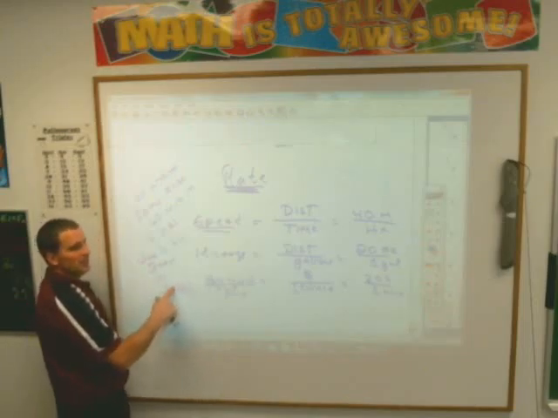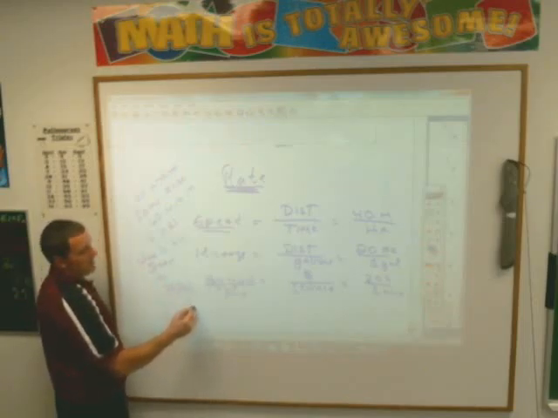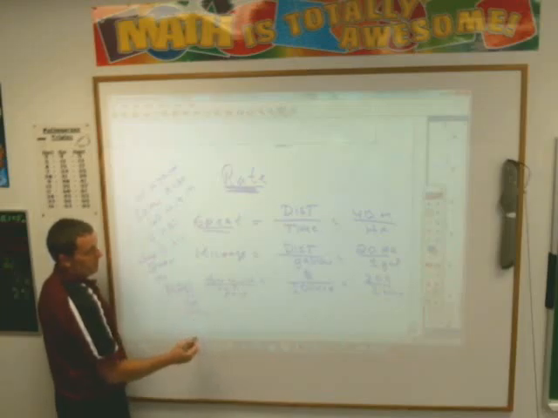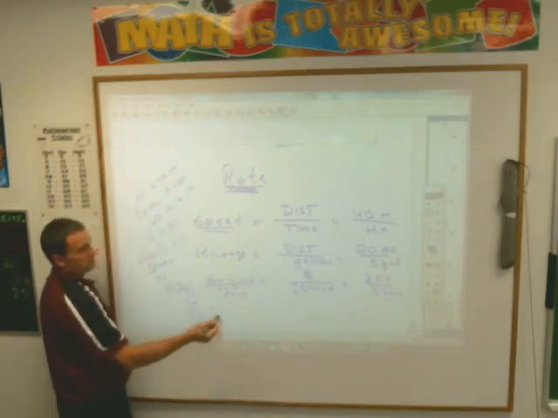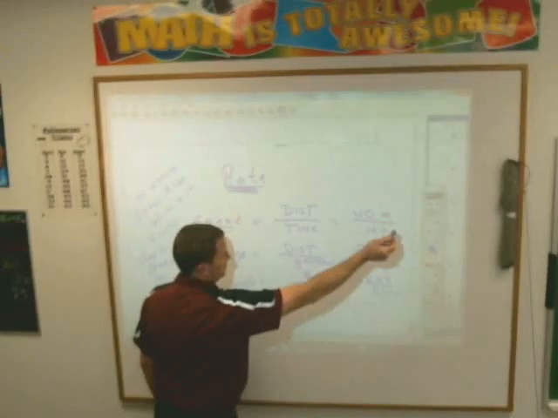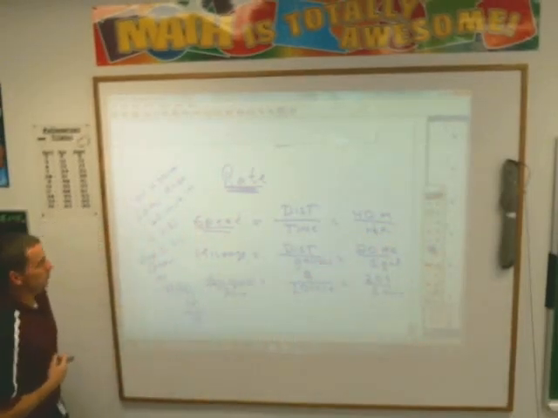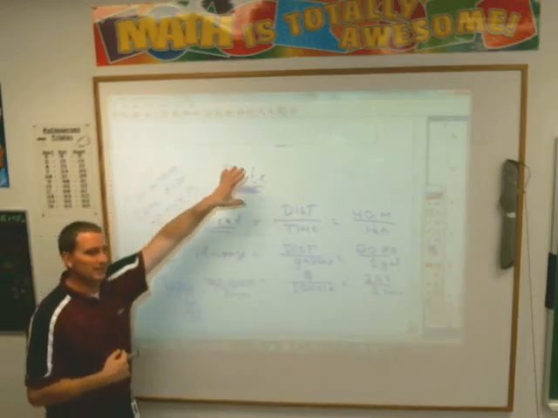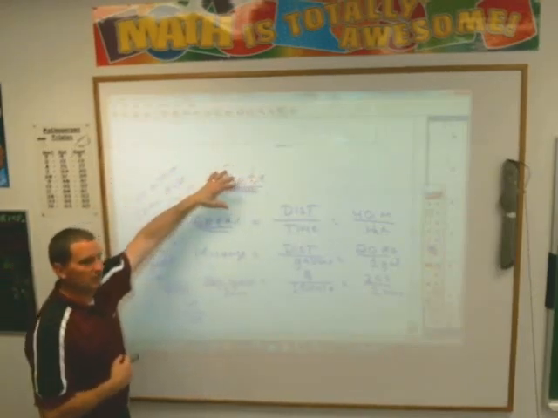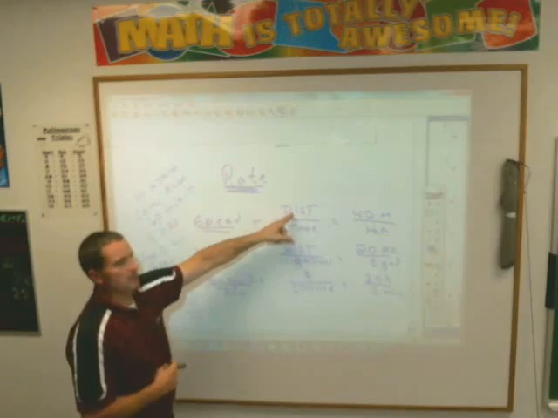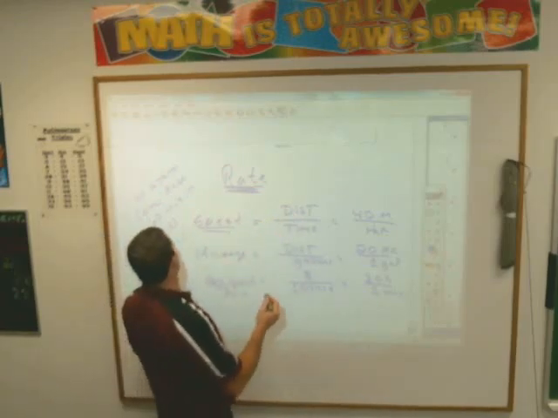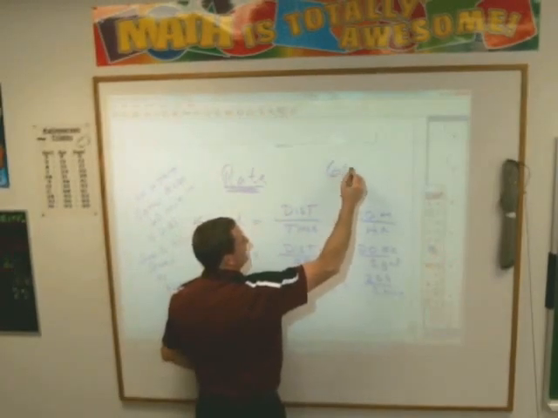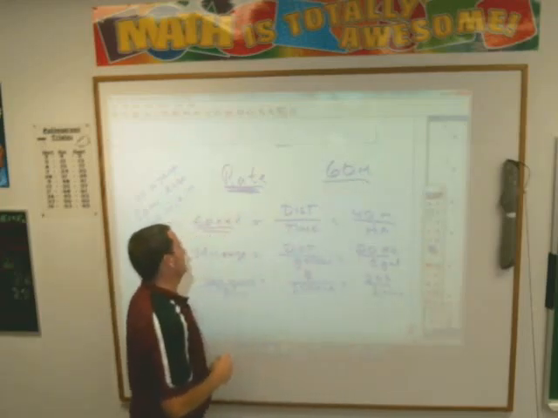If you ever see MPH, what does it really mean? Miles per, it's a fraction line, hour, just like we said here. Miles per hour. So if you're given this question here, what are they asking you to do? They're asking you to make a rate out of it. And when you do rate, what goes on top? The distance. How far did he go? He went 60 miles.